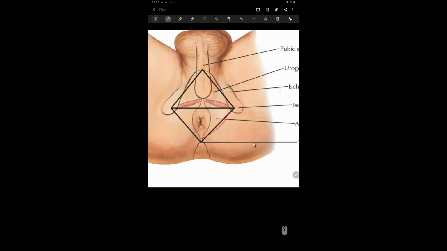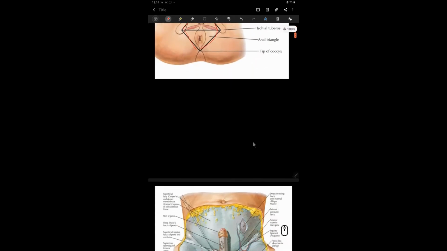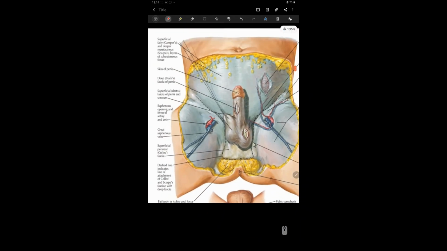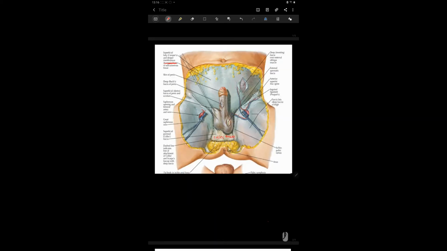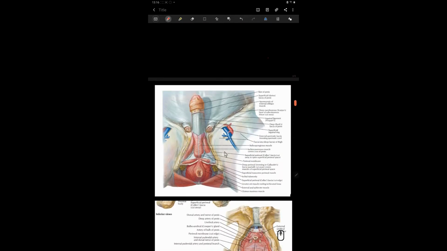If we dissect away the skin of the perineum, we encounter a superficial fascia which is known as the Colles fascia. So this here is the Colles fascia. It is a continuation of Scarpa's fascia of the abdomen. If we dissect away the Colles fascia, we can see that there are certain structures present below it. Deep to these structures is the perineal membrane. So this here is the perineal membrane.